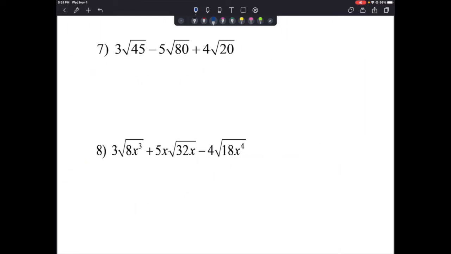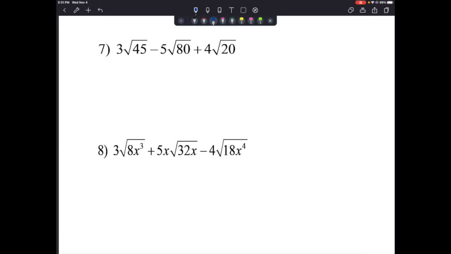Let's move on. Now we've got number 7 and 8. So I believe these are the last ones. Okay, with these ones, let's just take our time, go through and do them, see if you get the right answer. I'm going to start out with 3 radical 45. So when we break that apart, that's 3 times the square root of 9 times the square root of 5, or 3 times the square root of 5. So we get 9 radical 5.